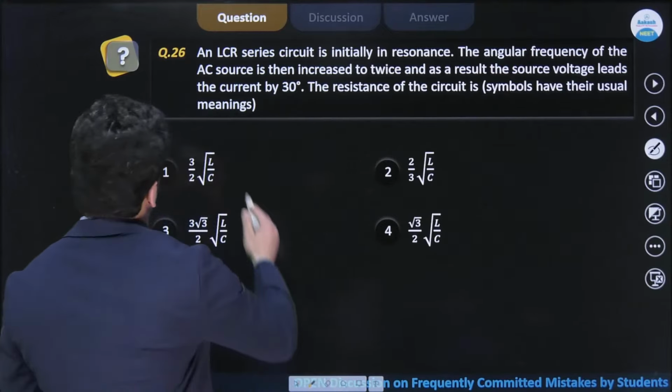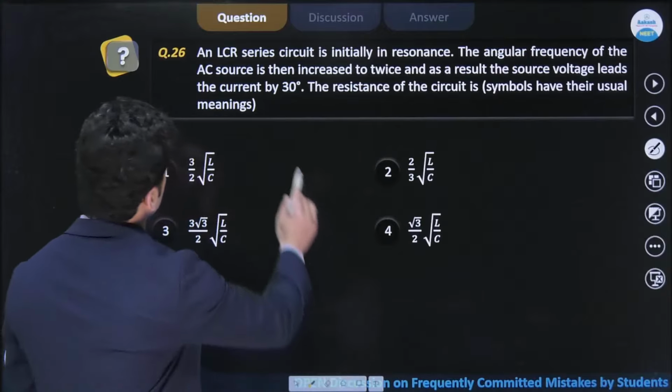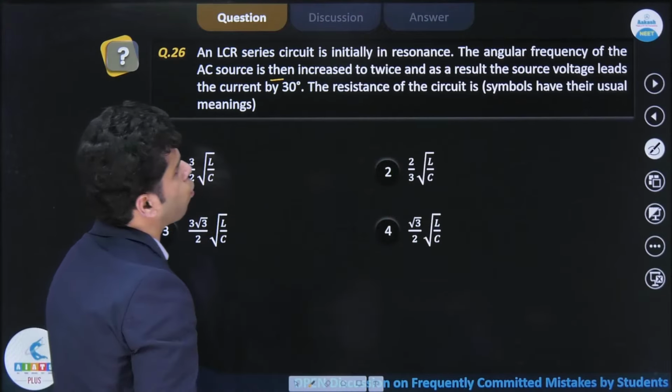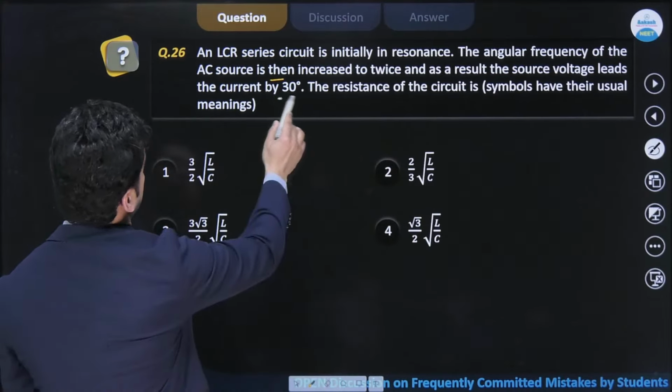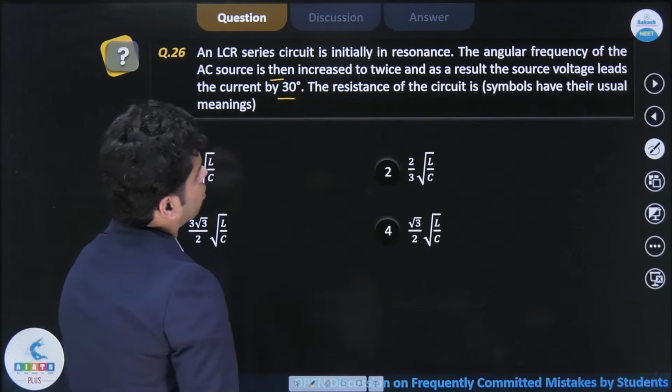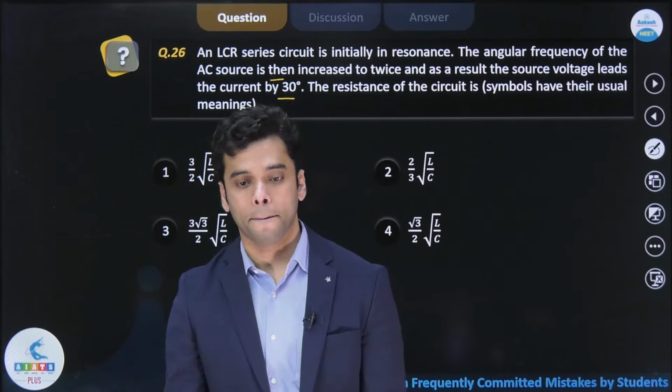Let's go. An LCR series circuit is initially in resonance. The angular frequency of the AC source is then increased to twice. As a result, the source voltage leads the current by 30 degrees. The resistance of the circuit is to be found.